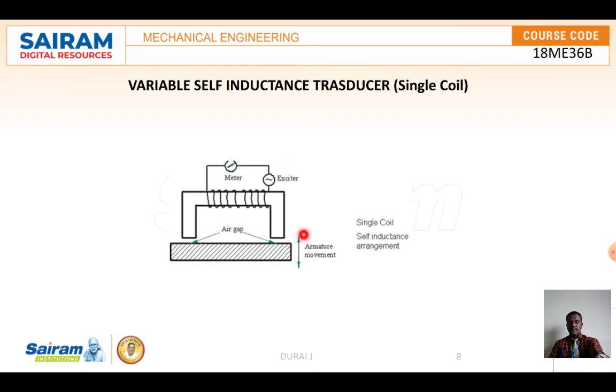So here is the air gap. The flux will change according to the amount of change of the air gap. So this is about the variable self-induction transducer.